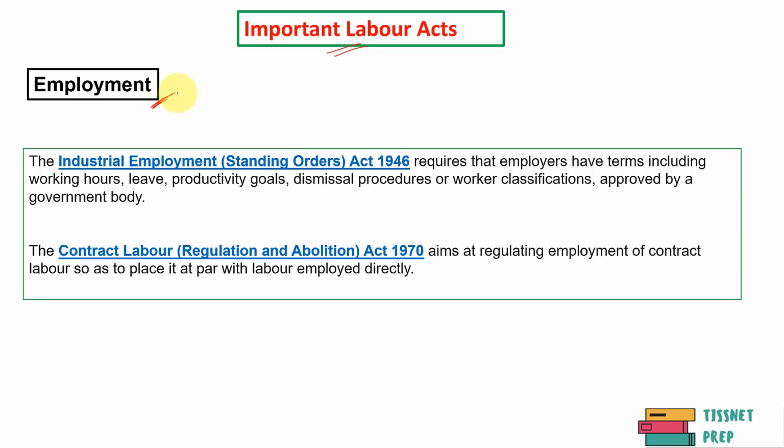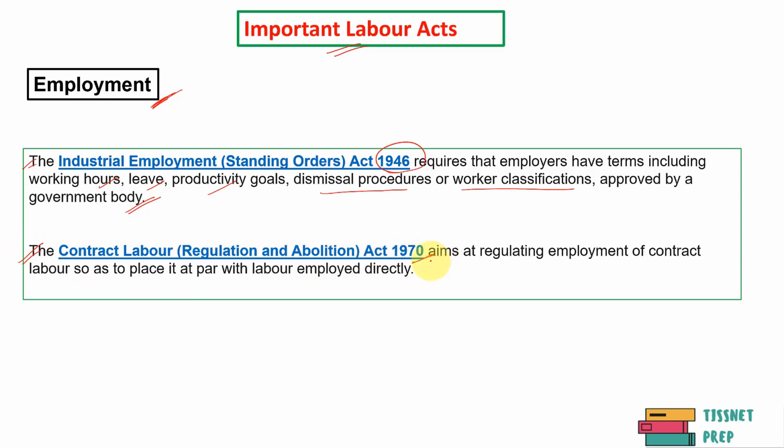To address the problem of employment, we have two important major acts. Let's see what exactly they are. The Industrial Employment or the Standing Order Act, which came in 1946, requires that employers have terms including working hours, leave, productivity goals, dismissal procedures, or worker classification approved by the government body.